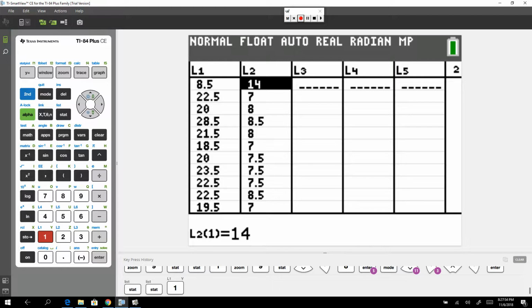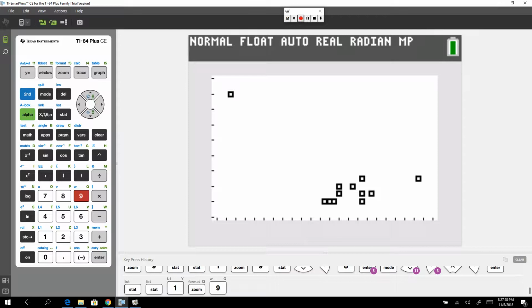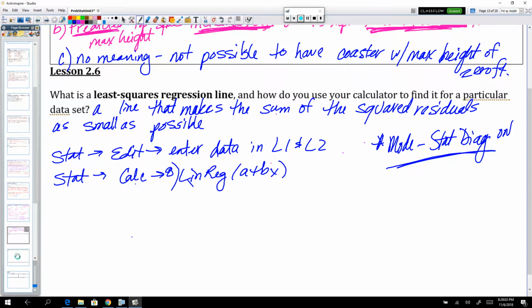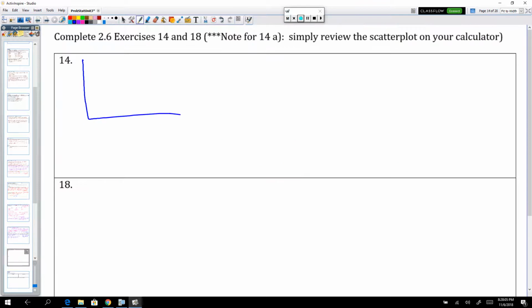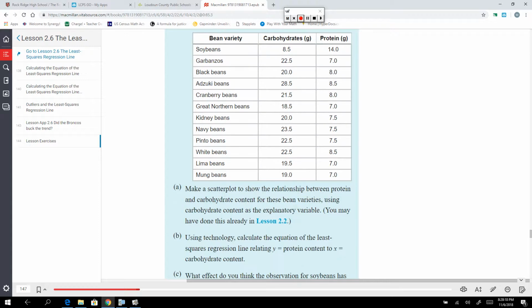We are asked to plot the data, so of course Zoom 9 to see it. And we can capture that in a hand-drawn scatter plot. What we saw was basically a data point here and some data points here, right? And we're asked to calculate the least squares regression line. Using technology, calculate the equation of the least squares regression line with y equals protein and x equals carbs.